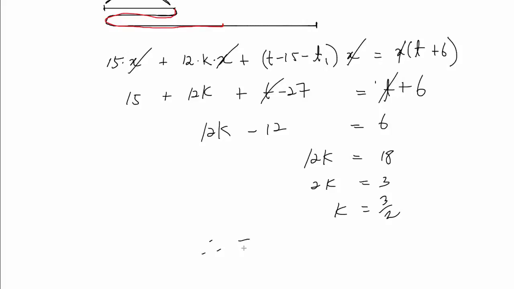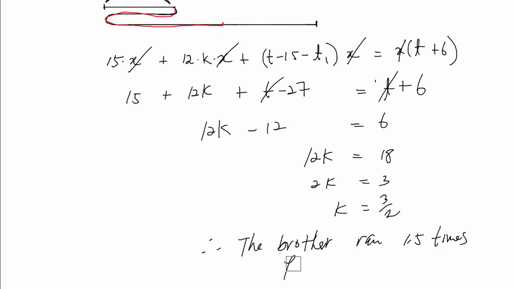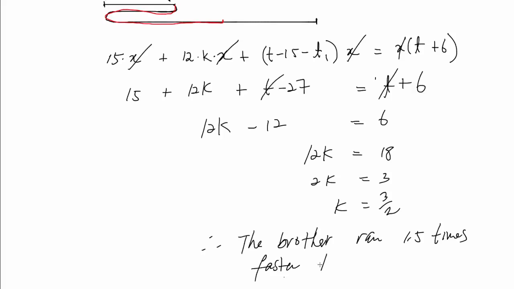So therefore, the brother ran 1.5 times faster, or walked 1.5 times faster than the normal walking speed.